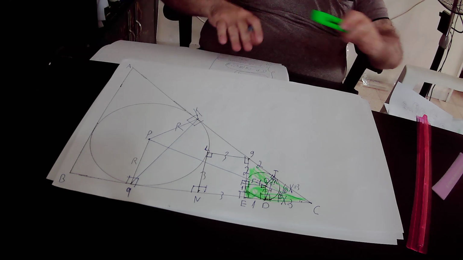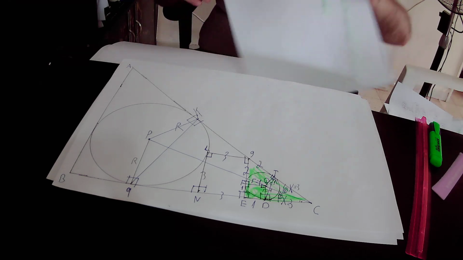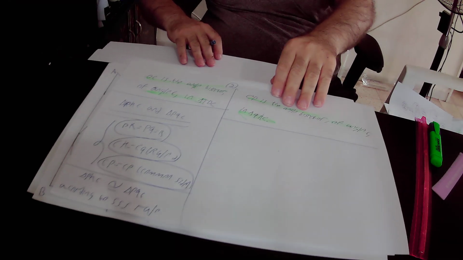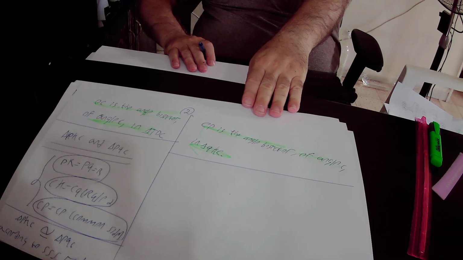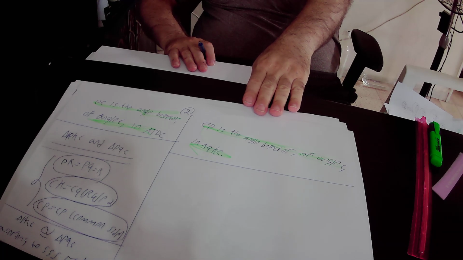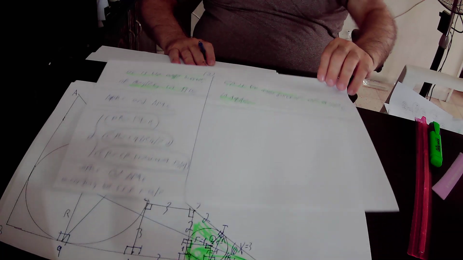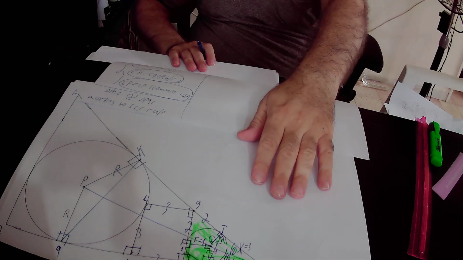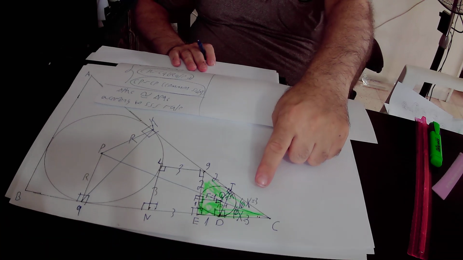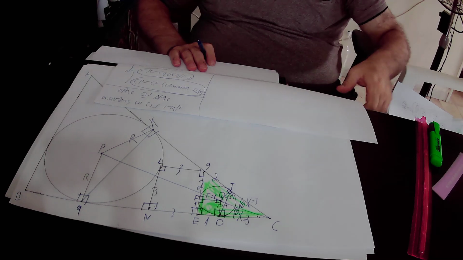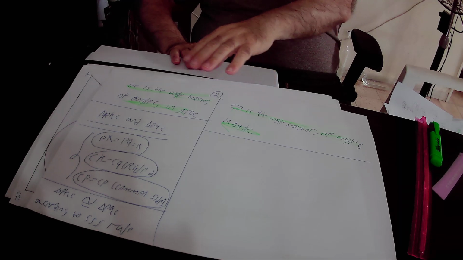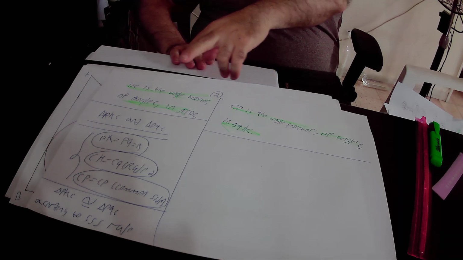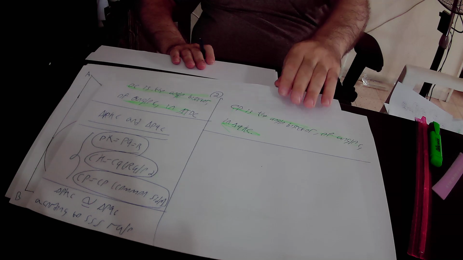I repeat again: CP is the angle bisector of angle C in triangle QKC. PC bisects angle C into two halves, each half equals theta. So angle C has two angle bisectors, OC and CP.